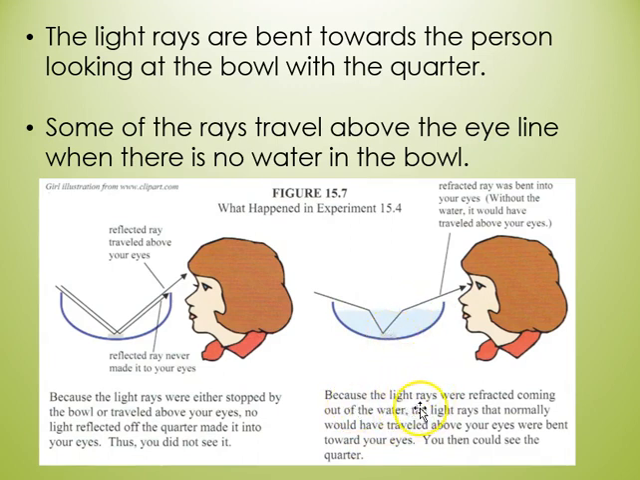So because the light rays were refracted coming out of the water, they were actually bent. The light rays that normally would have traveled above your eyes were bent towards your eyes, and then you could see the quarter. So here you'll see there's straight lines in this part of the experiment, but in this part, at the top of the level of the water, the light actually bent towards your eyes.